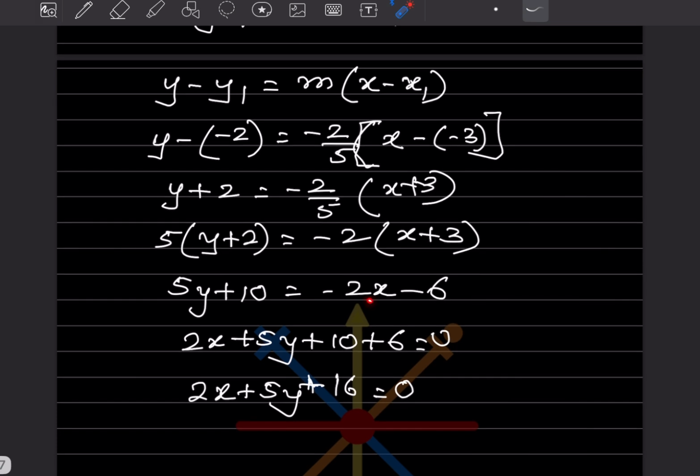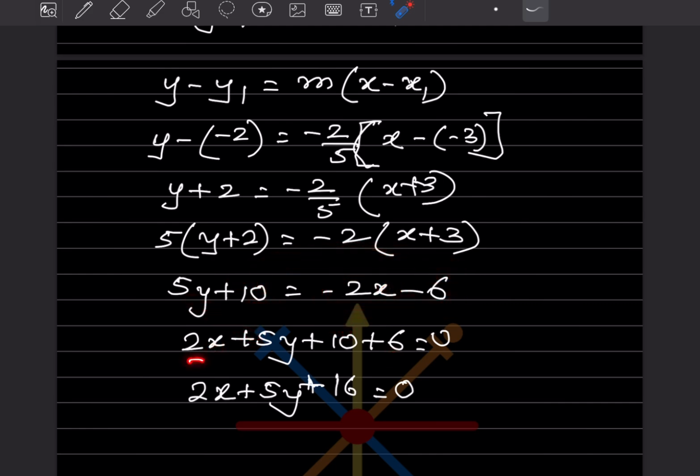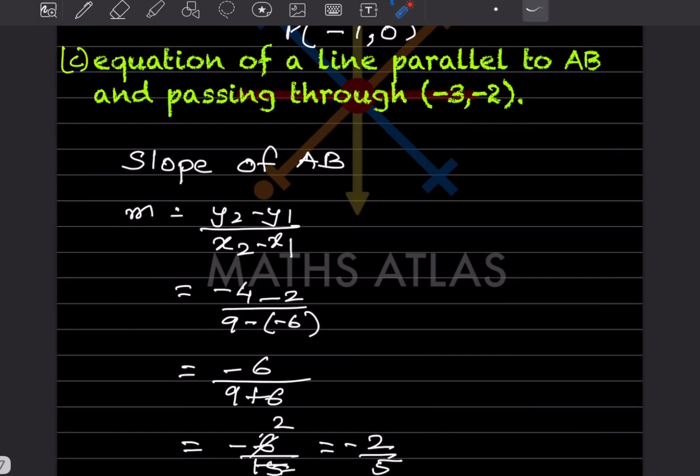So now what will you do? You will write first x, this will come this side, that will be 2x. This 5y is already on this side, this is already on this side, minus 6 will come here, that will be my plus 6 is equal to 0. So what you can write here, 2x plus 5y, add this one, the plus 16 is equal to 0. That is the equation of line.